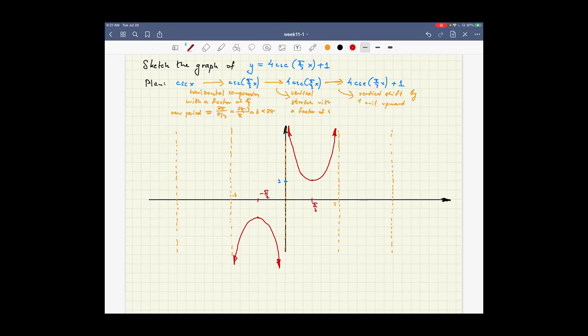Now, we simply extend by periodicity. So this here is 3 pi over 2. So we will have this. And this here is negative 3 pi over 2, and we will have this.